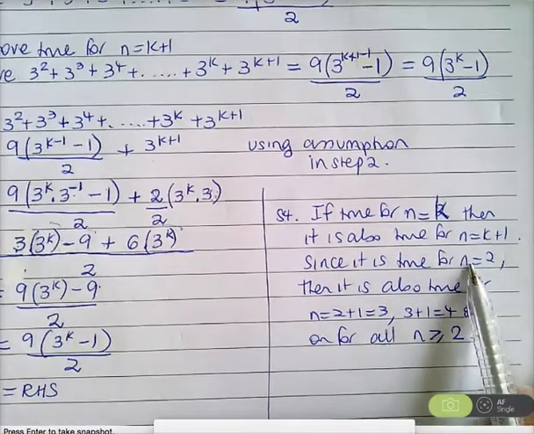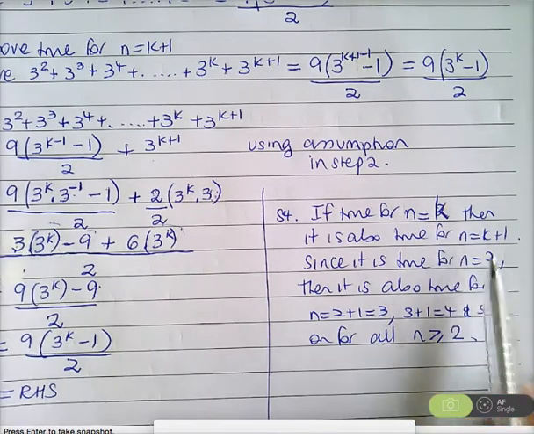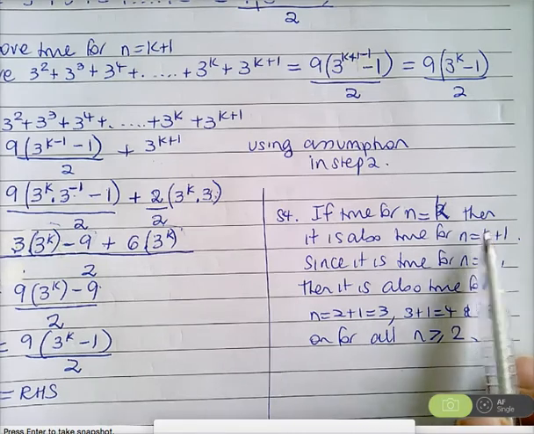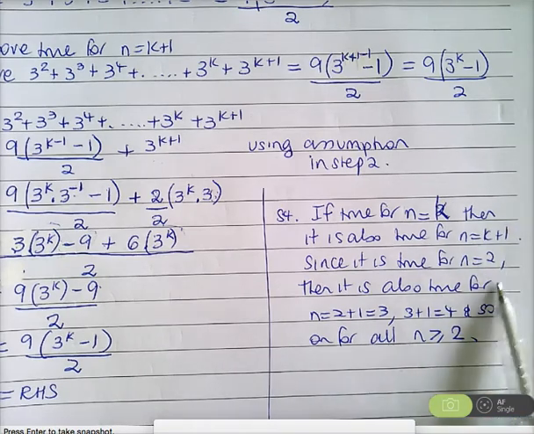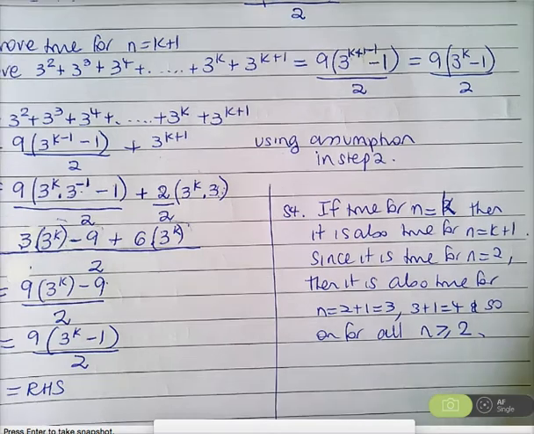If it's true for n is k, then we know it's definitely true for n is k plus 1. Now we've proven that it's true for n is 2. So therefore it's true for n is 2 plus 1, which is 3. And if it's true for 3, it's true for 3 plus 1, which is 4.